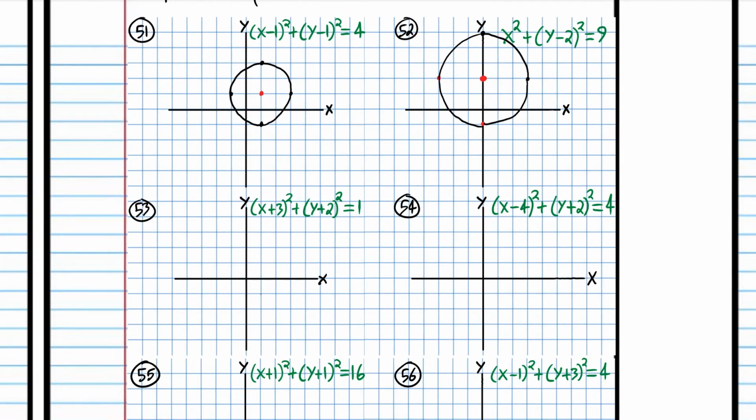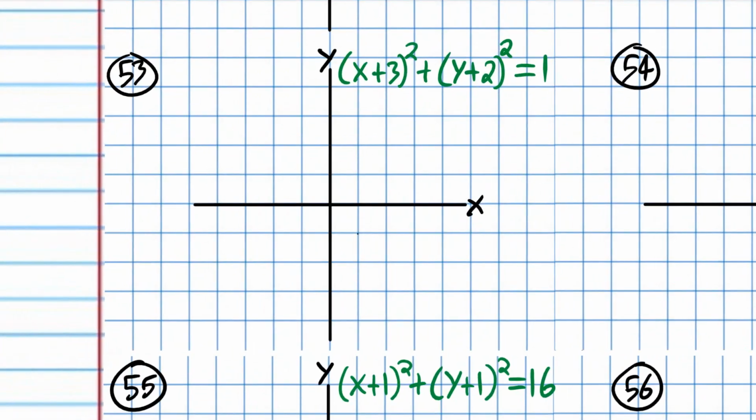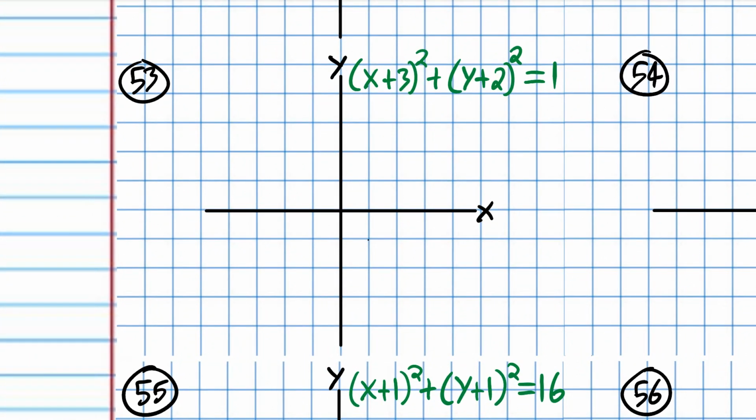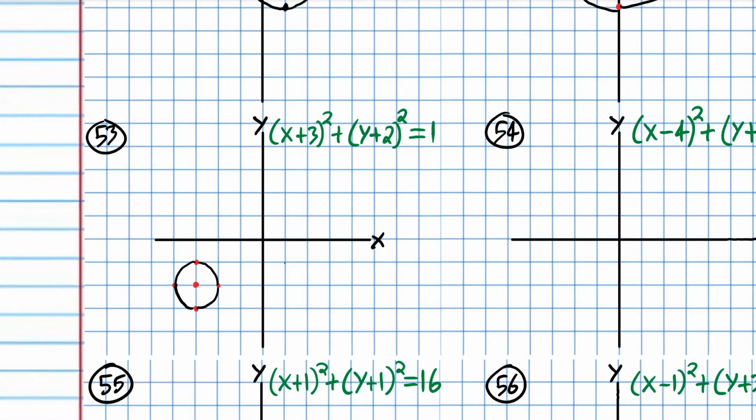All right, let's try number 53. Now we have a center that's -3, -2. So -3, -2, that's our center. And the radius r squared is 1, which means r must be 1. So we just go 1 in all 4 directions, and then try your best to make your circle. And there you go. That was probably the best one I've done so far.